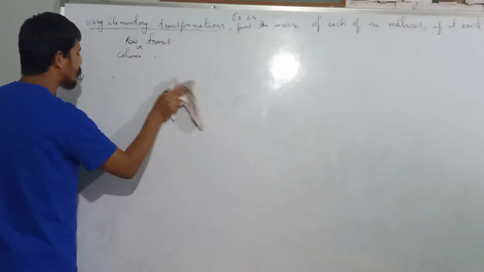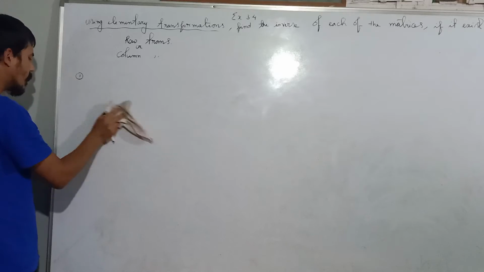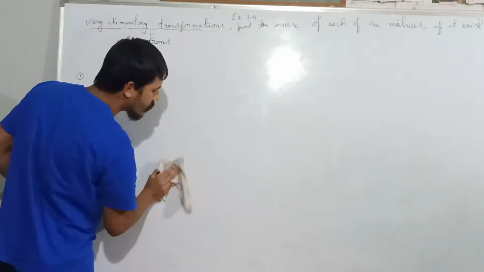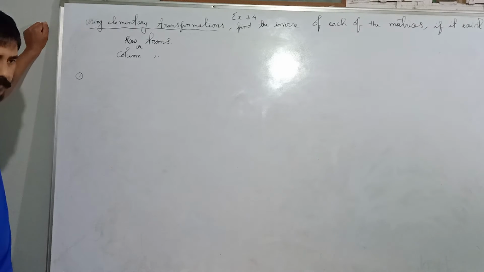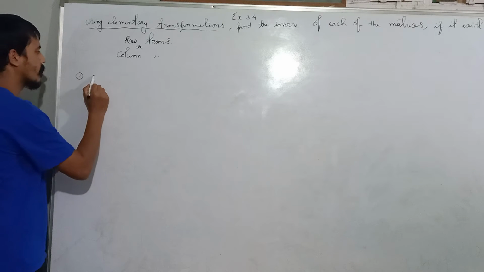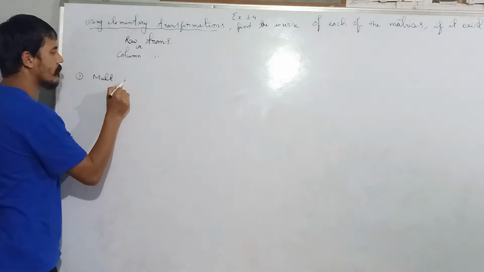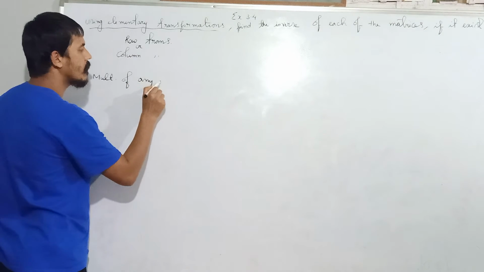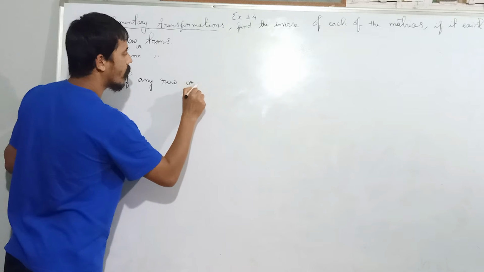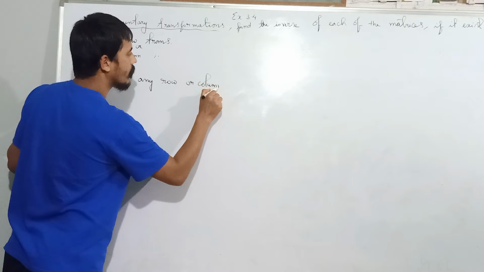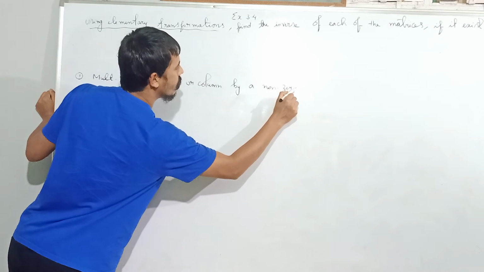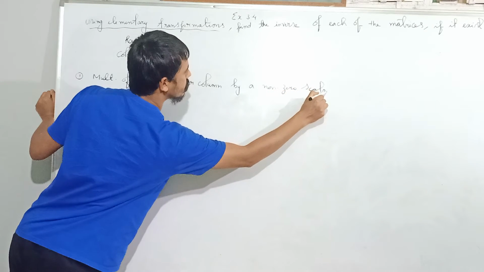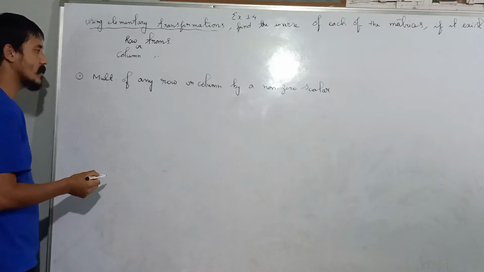Second one is you can multiply any row or any column by any non-zero scalar. Multiplication of any row or column by a non-zero scalar. Multiplication of any row or column by a non-zero scalar. I will give you some example.